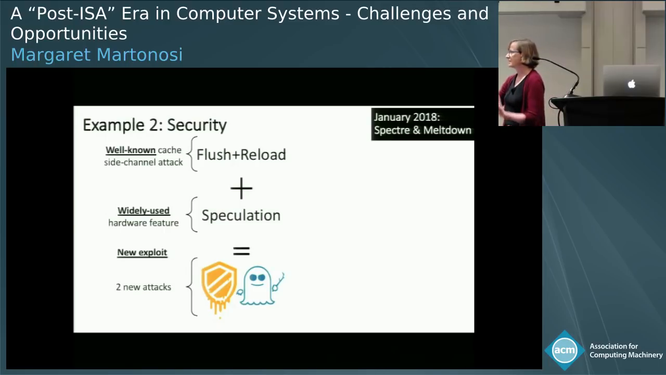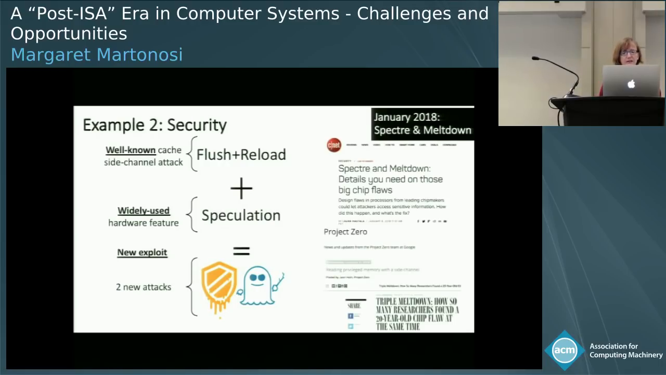I would say many people knew that speculation might be vulnerable. Many people knew that flush and reload led to side channels. I think what was surprising to many people was the efficiency and ingenuity of the particular exploit. And from that came these two new attacks, Spectre and Meltdown, and a whole bunch of scary news about them.